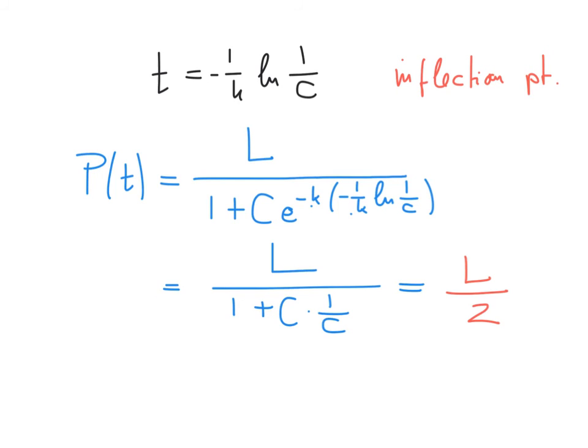So what this means is that at the inflection point that we computed, the growth reaches exactly half of its capacity, right? Namely, half the limiting value.